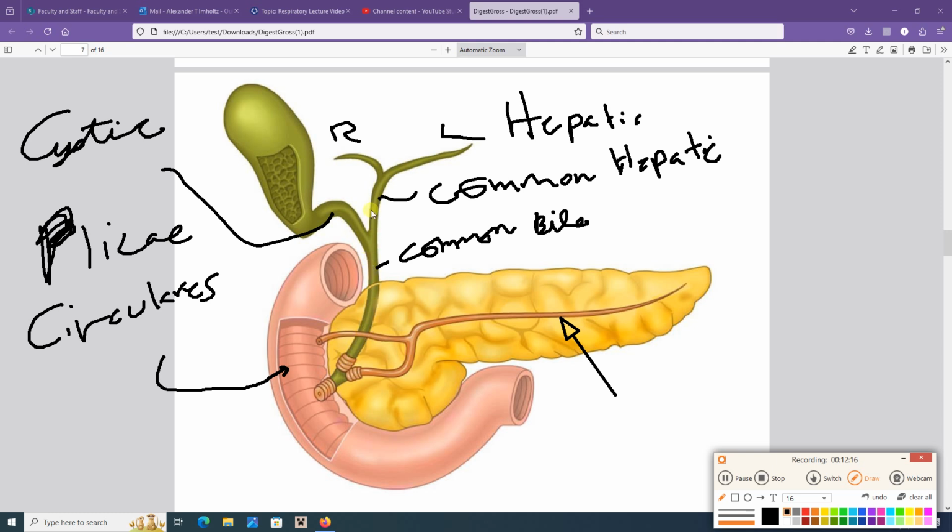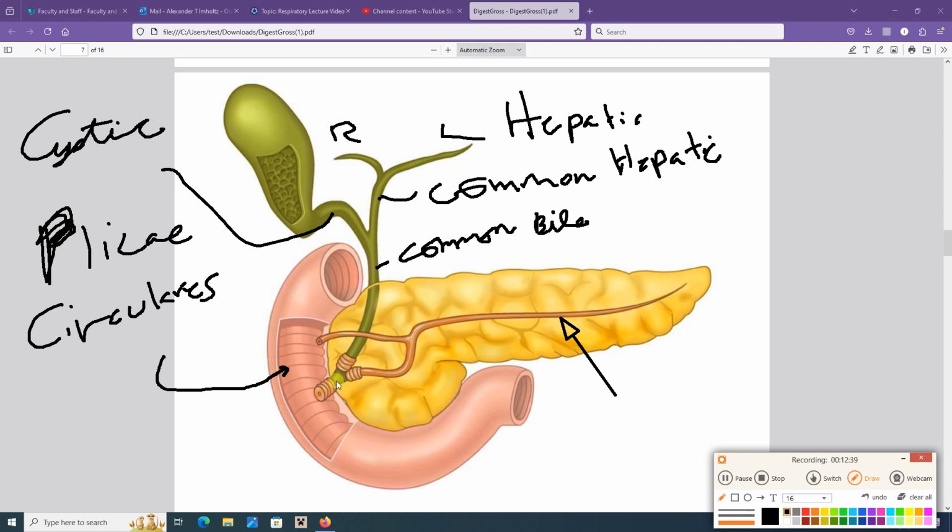And there's actually valves up here which force the bile up the cystic duct into the gallbladder. The gallbladder stores the bile. Notice it has rugae in it, which unfold. The gallbladder concentrates the bile, and then the gallbladder eventually releases the bile. Notice that the main pancreatic duct also had a sphincter.